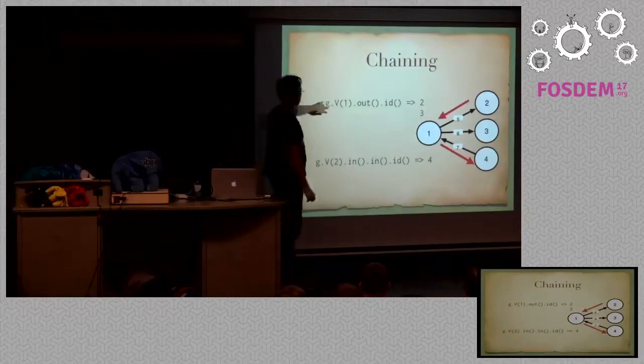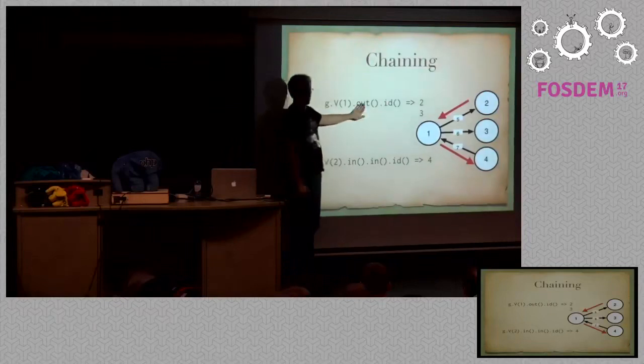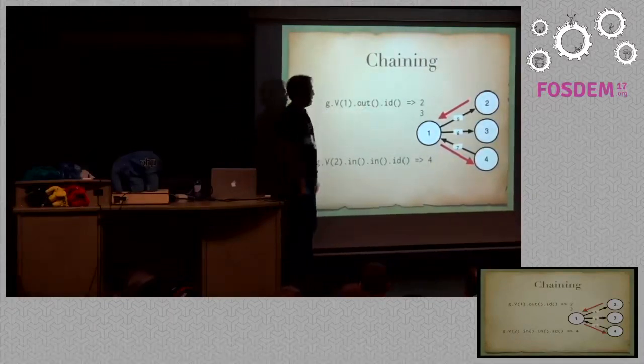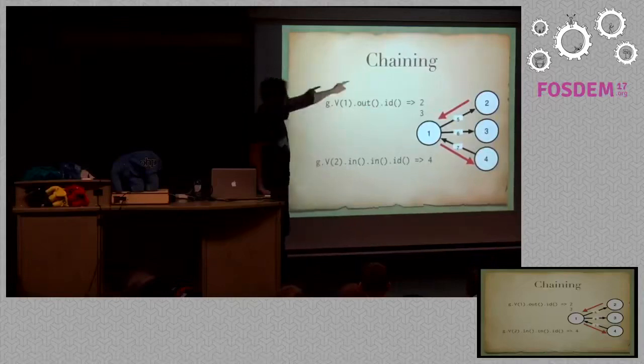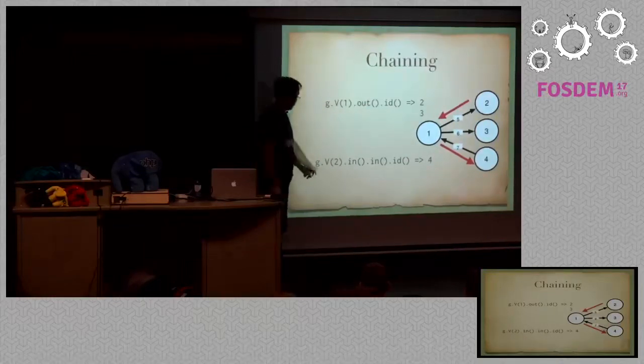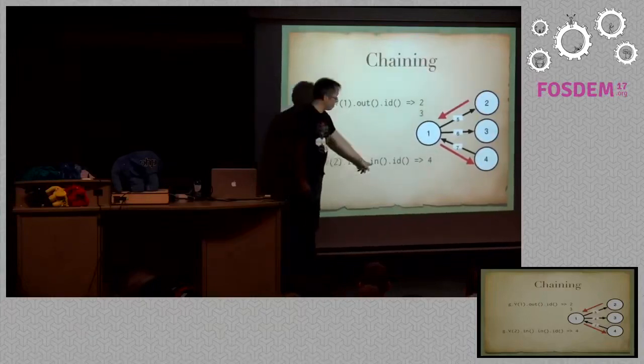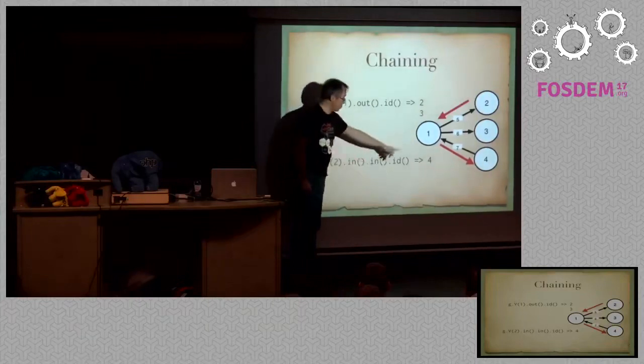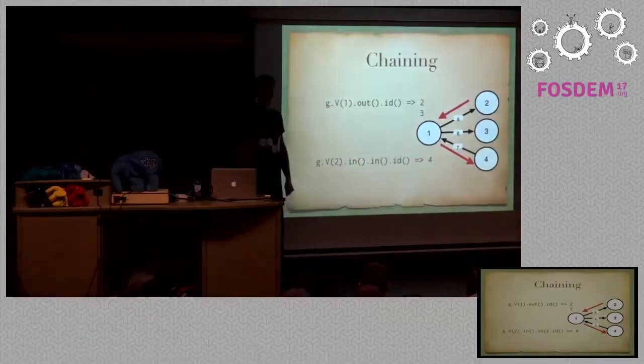That's the chaining. Remember, I told you that G is the start. That's bringing us a node. That's bringing us another node. So actually, we could start chaining them. Okay? So let's say we start from H2 and we want to see what is the ID of something that is in and in again. The first, g.V, I start with the ID. Then I go one way and I go another one. And I end up with the number 4.